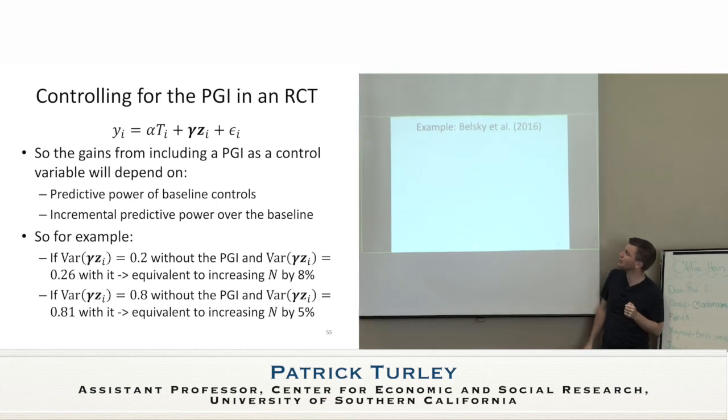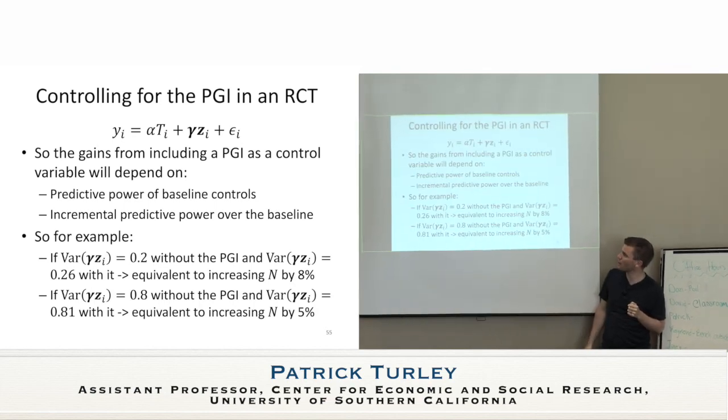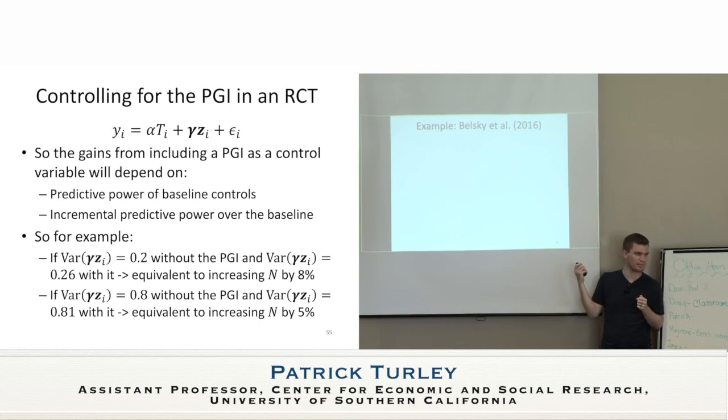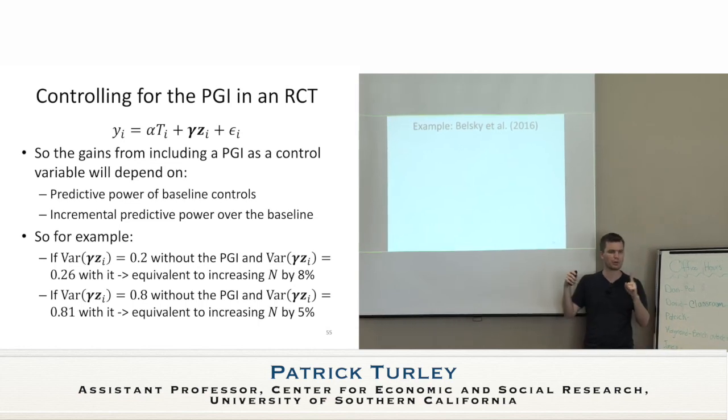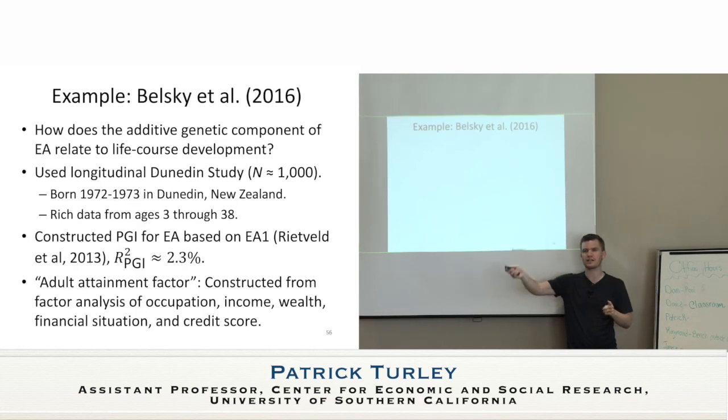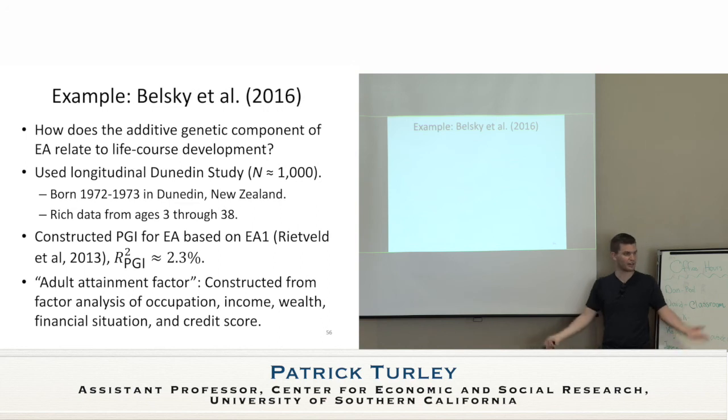I think that's all I want to go through. This is a nice paper by Dan Belsky where he tries to explore how the PGI is associated with a bunch of things like life course and mate choice and things like that. But I don't really have time to go through it now. But I encourage you to do it.